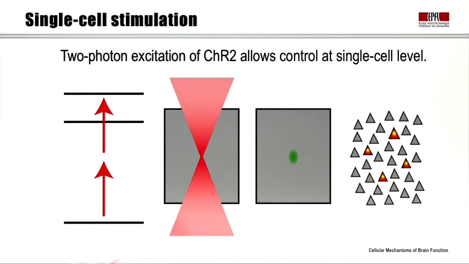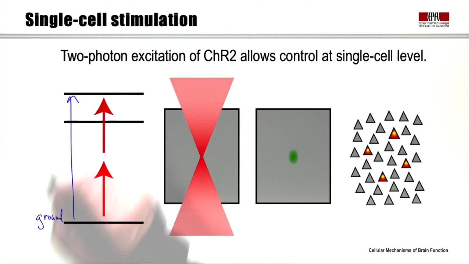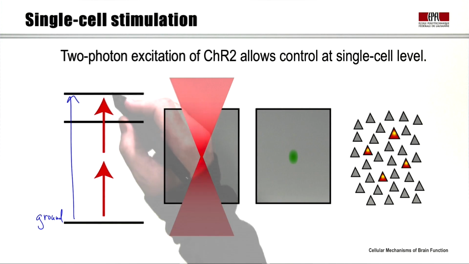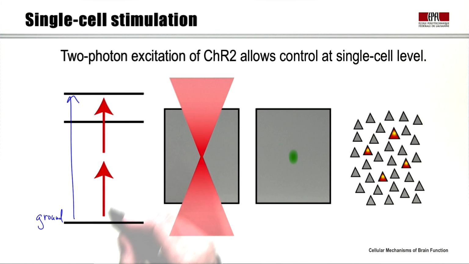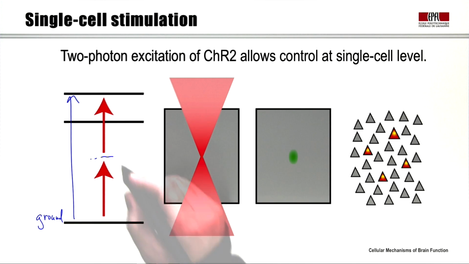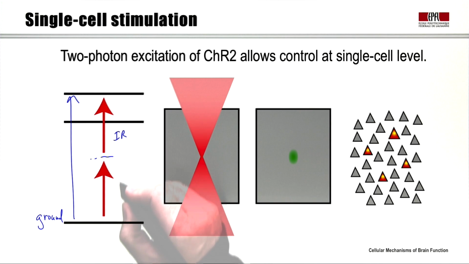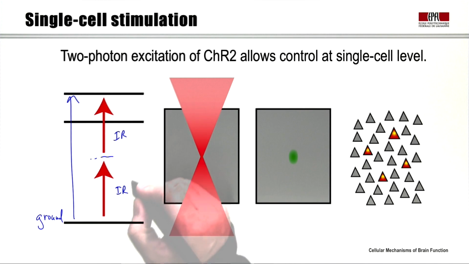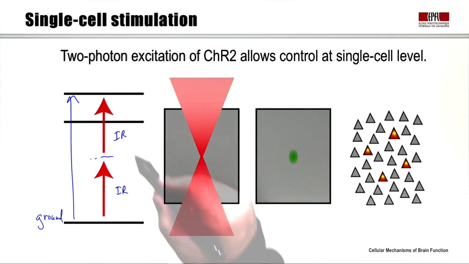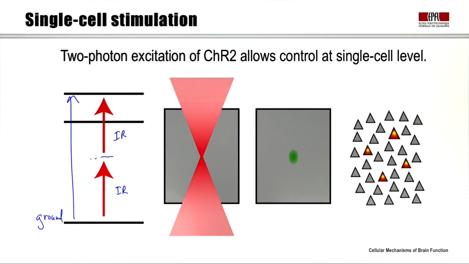So if we imagine that this is the energy diagram of the channelrhodopsin, and so we have a ground state, and normally we would give a single blue photon to activate the channelrhodopsin, we can instead deliver two infrared photons, go through the virtual state, so now we have two low energy photons, and that's good in itself. They scatter less inside the brain, so we've got a better chance of focusing our infrared beam into the brain.